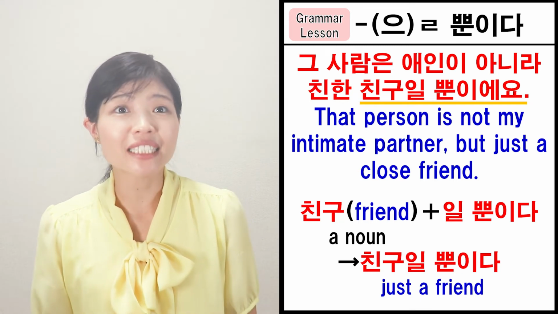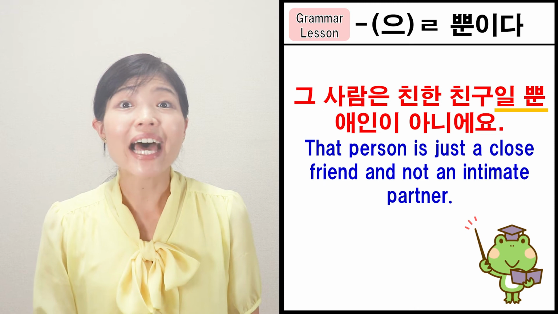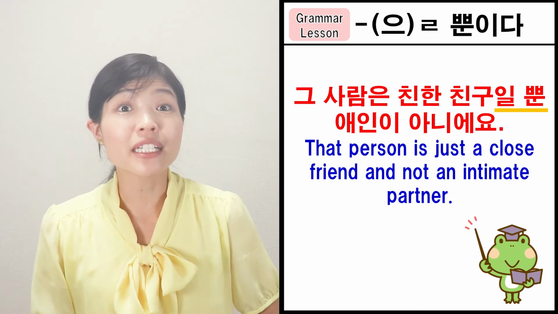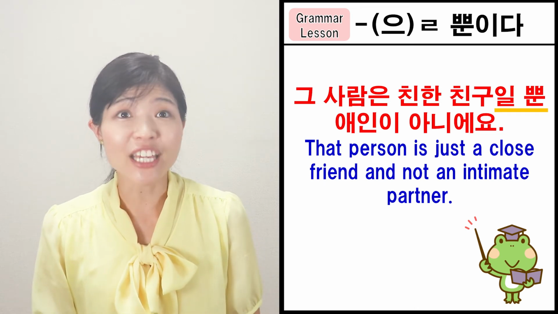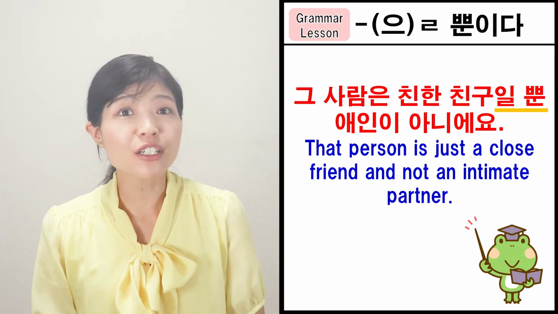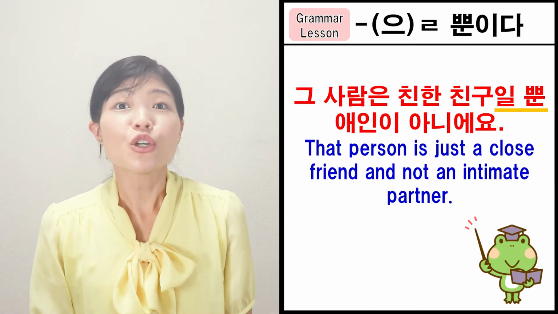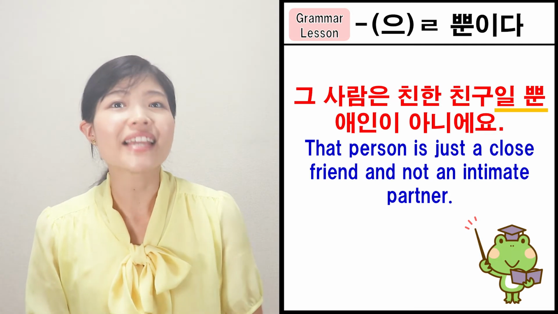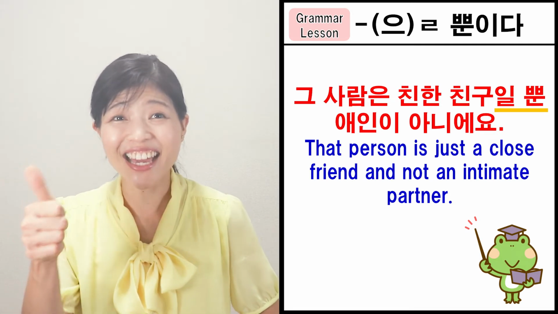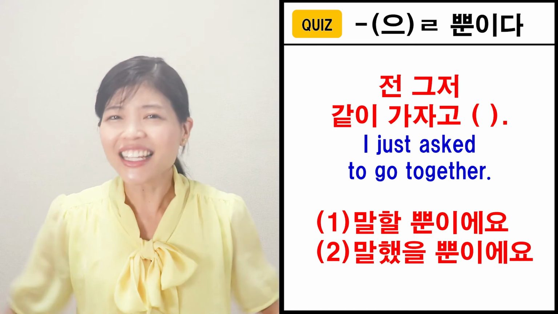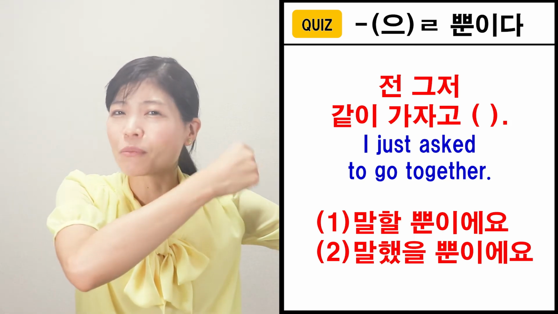You can also change this sentence as 그 사람은 친한 친구일 뿐, 애인이 아니에요. That person is just a close friend and not an intimate partner. In this case, you are using 으, 리을 뿐 in the middle of a sentence. Okay? Quiz! Then let's deepen our understanding with some quizzes.